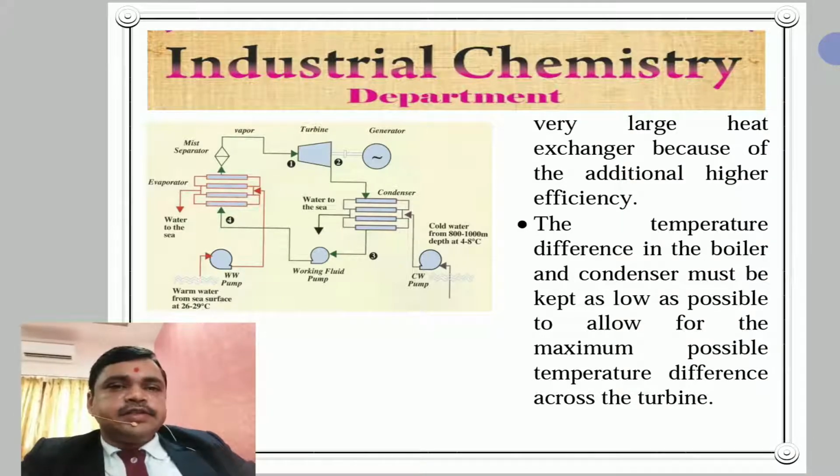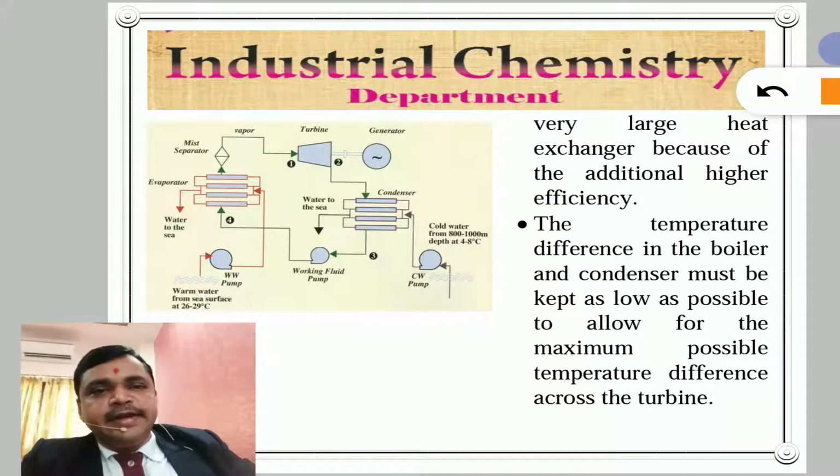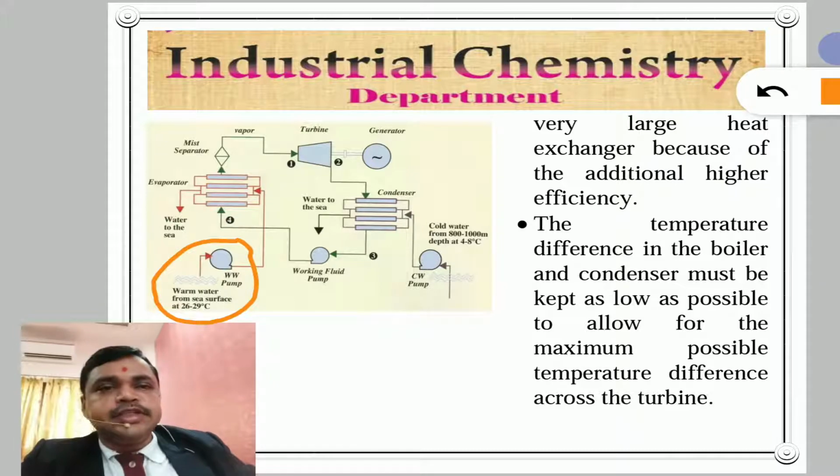Now we discuss the mechanism of this type of plant. First of all, hot or warm water of the sea surface is taken into the evaporator. We describe here that the temperature of surface water is 26 to 29 degrees Celsius. So this is the warm water. It is taken into the evaporator with the help of a warm water pump.